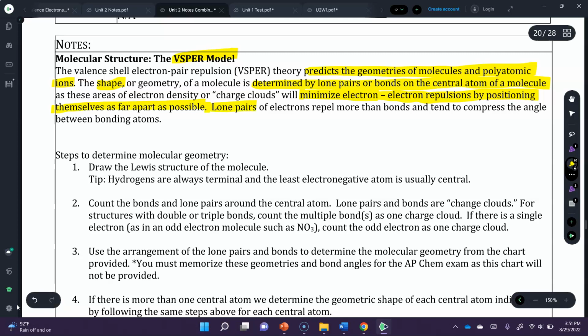Lone pair electrons repel more than bonds and tend to compress the angle between atoms. That makes the angle smaller between the bonding atoms if there's a lone pair present on the central atom.